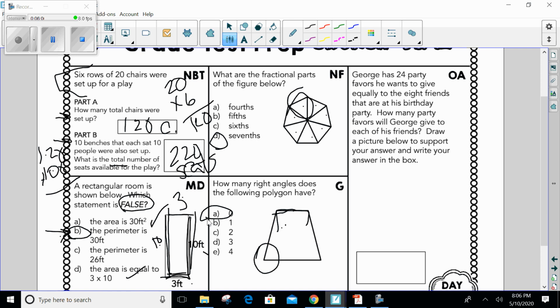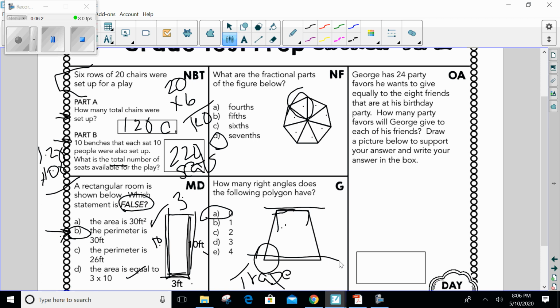What is that polygon, by the way? If you remember, it starts with a T. Yes, it's a trapezoid. Very good. It has one set of opposite sides that are parallel.